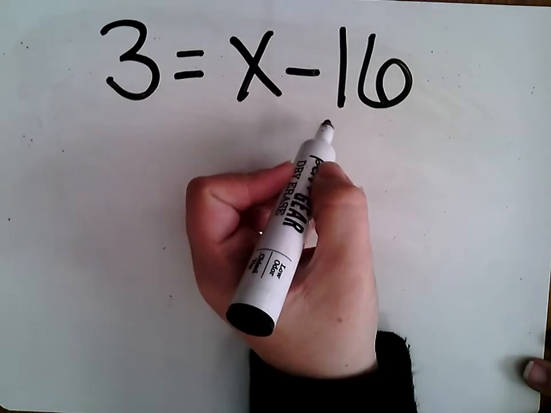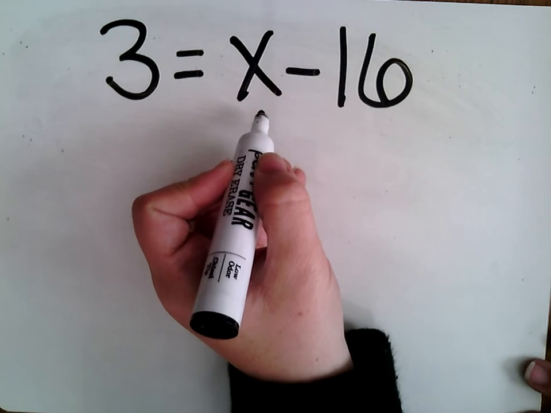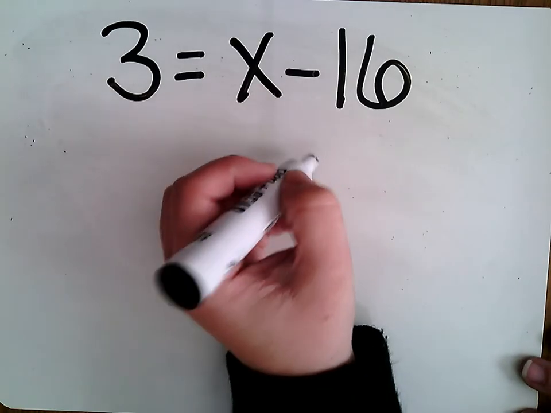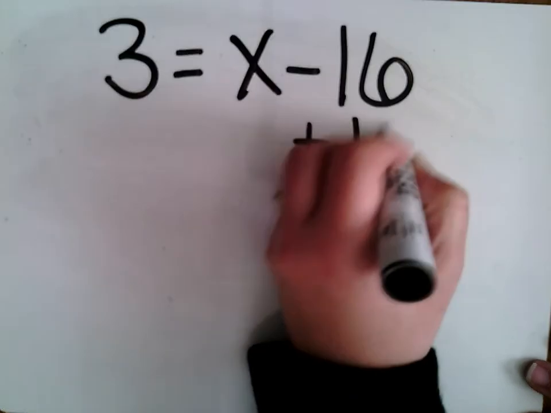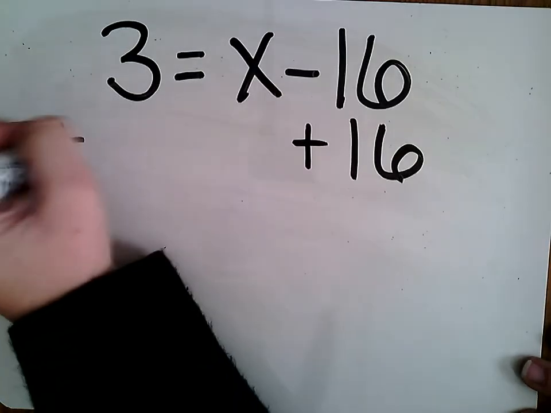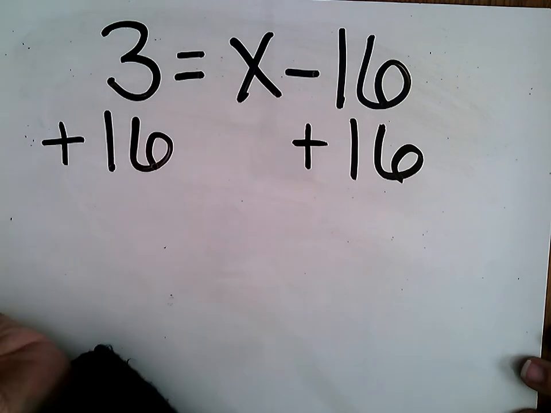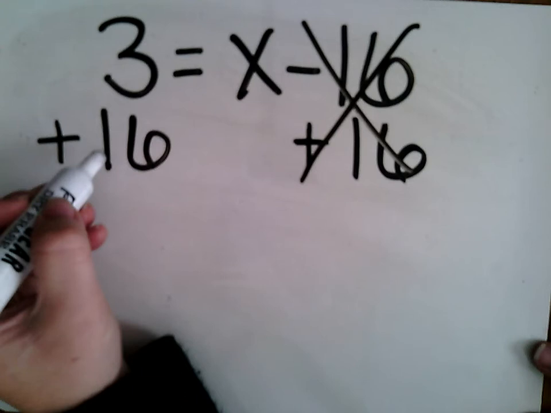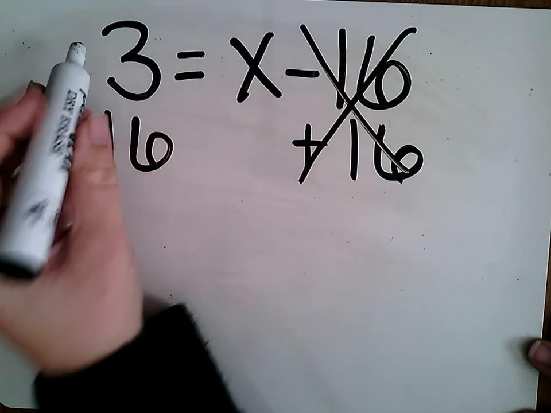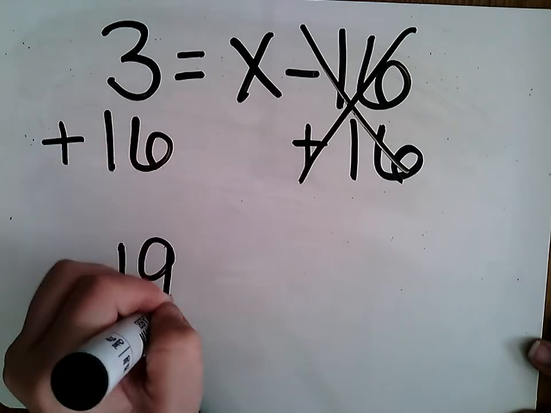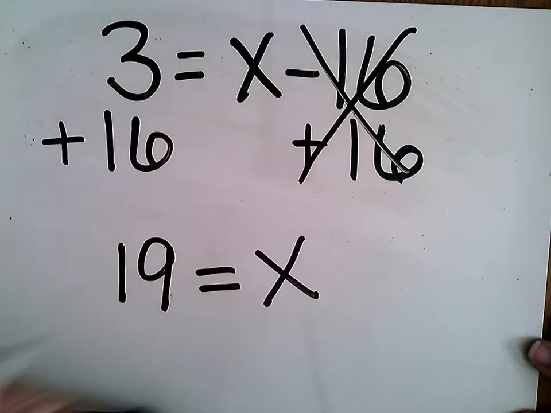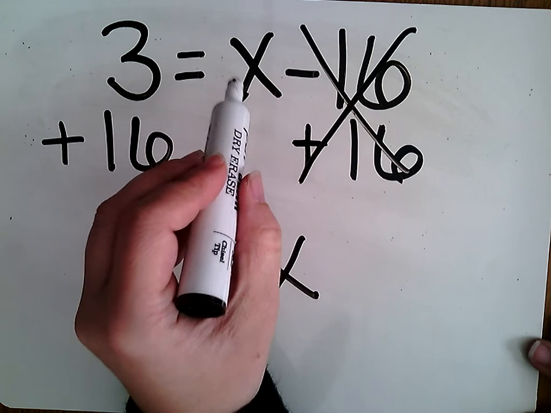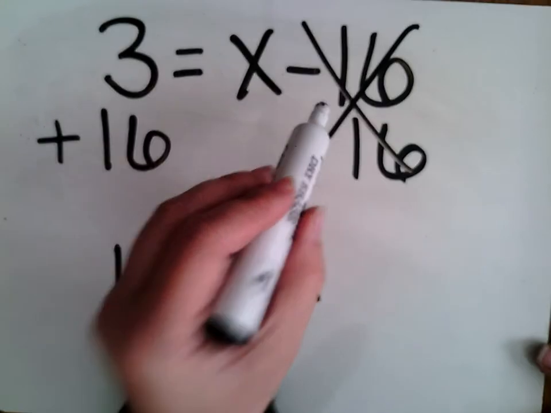Okay, so here if I have 16 and I'm trying to get x by itself, I need to get rid of this 16. So I think of it as a negative 16 plus a positive 16. I'm adding 16 to this side. Okay, this puts me at 0. 16, 17, 18, 19. 19 equals x. And I know if I put 19 back in here, 19 take away 16 is 3.